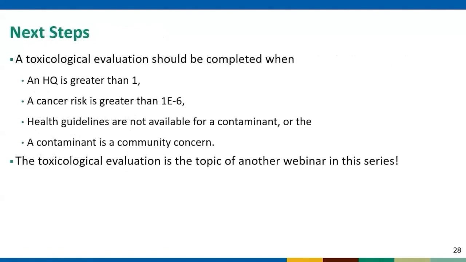All right, now let's talk about next steps. As I indicated, a further toxicological evaluation should be done when an HQ is greater than 1, a cancer risk is greater than 1 times 10 to the minus 6, when health guidelines are not available for a contaminant, or when the contaminant is a community concern. The toxicological evaluation webinar in this training series covers this topic.